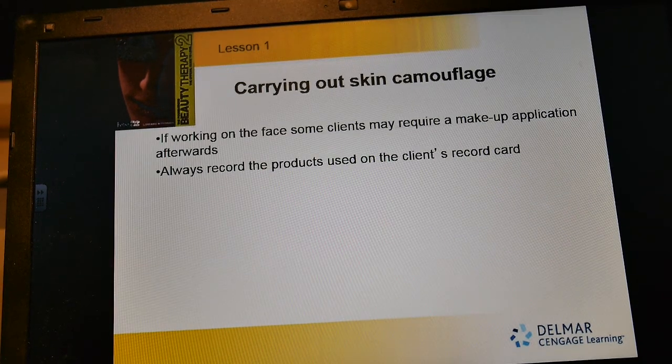Okay, if you're working on the face, some clients may require a makeup application afterwards, so they want a normal makeup put over the top of the Skin Camouflage. Once again, I've done a tutorial of this on myself, so that's something for you to look at. And then you always must record the products used on the client's record card. Okay, so put the area that you worked on, the colours that you've mixed together, any colour correction as well, and log the result of that.